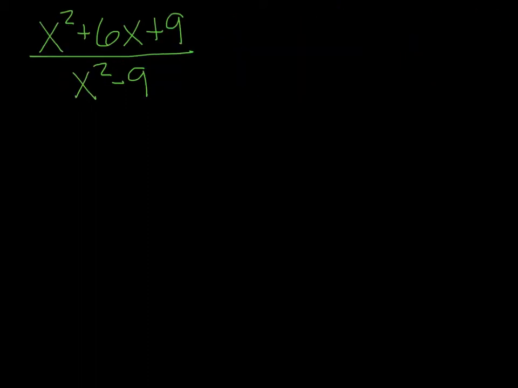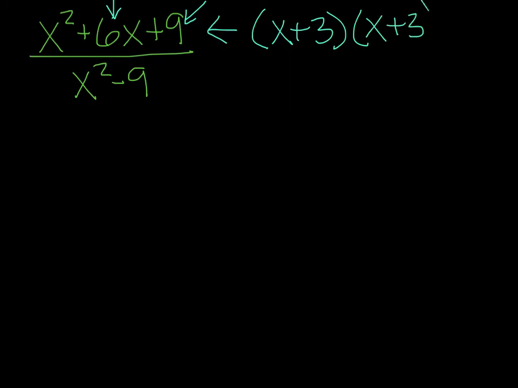Simplify this one: x squared plus 6x plus 9 over x squared minus 9. So we need to factor first. To factor the top one, we need factors of 9 that add to 6. That would be 3 and 3. So this is x plus 3 times x plus 3. On the bottom, we have a well-known difference of squares. So we have x plus 3 times x minus 3.